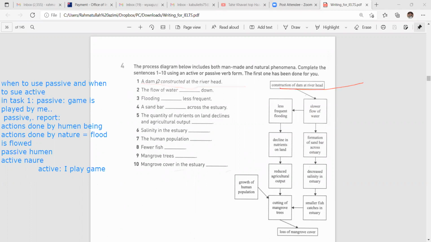This one: a dam is constructed at the riverhead. Is it passive or active? This one is passive. Yeah, sure. This is passive voice because human beings constructed a dam. Human beings did this action. So go with the next one, and the next one. If it is done by nature, make it active. If it is done by human beings, then you have to make it passive.